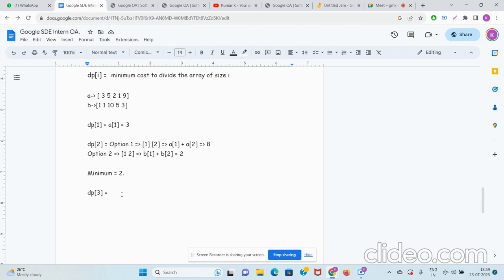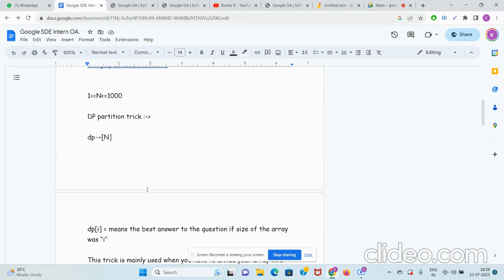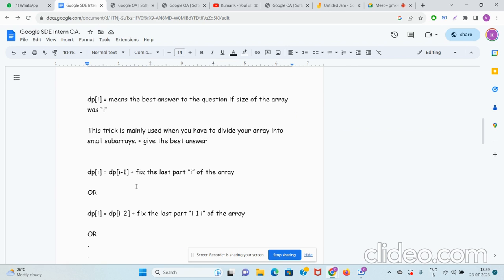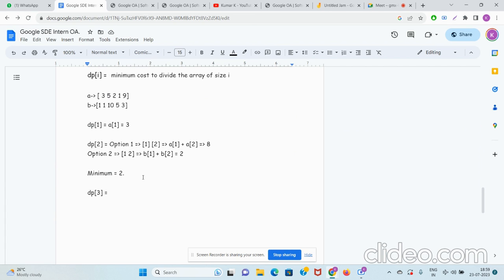Now there are a lot of options, guys. Now we can use the partition DP concept. What does the partition DP concept say? Fix the last part i of the array plus dp of i minus 1. So guys, when you have to divide the first three parts, you can fix the last part. So dp of 3 has three choices. I will write all three choices.